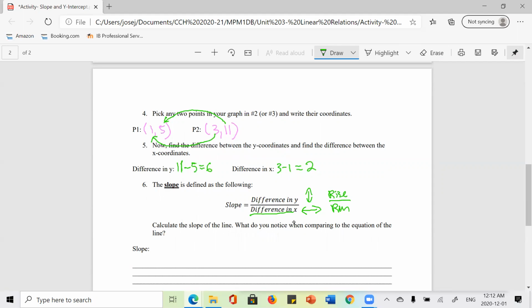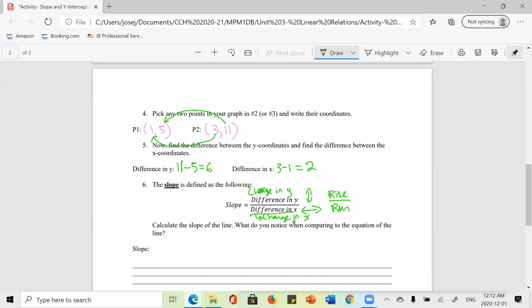This is the change in x. So another word for difference is the change in x. And then this is the change in y in the numerator. So the change in y, if you ever hear those words, I just want you to be kind of familiar with what they mean, right? Change in y is rise, change in x is the run. Okay, so how do we calculate the slope? We simply take the change in y divided by the change in x.